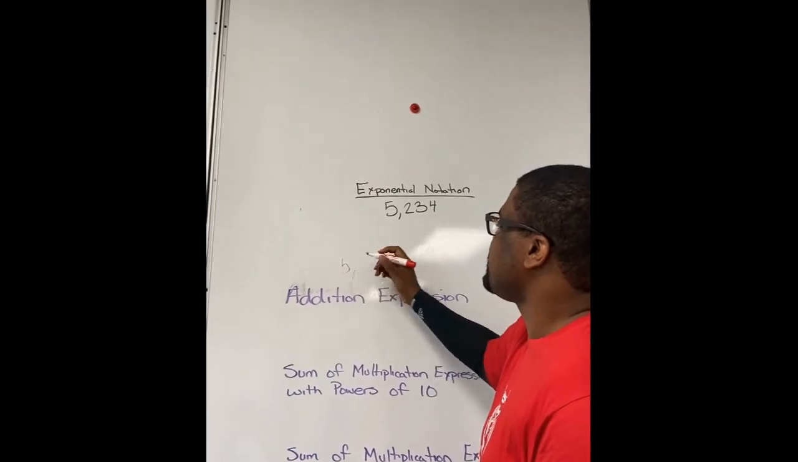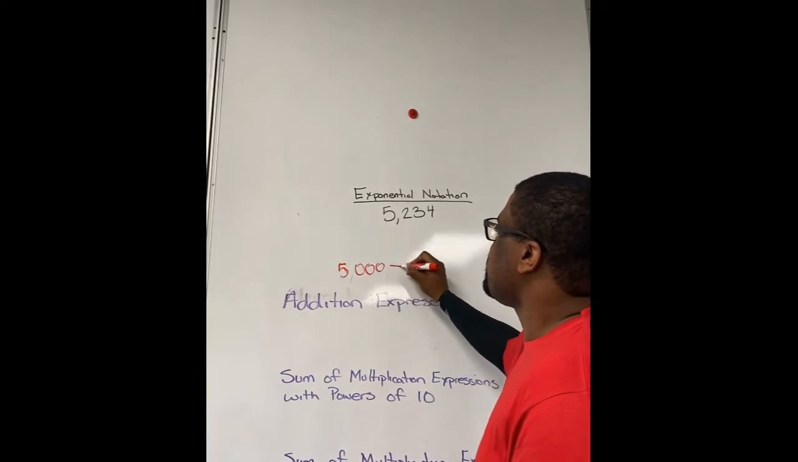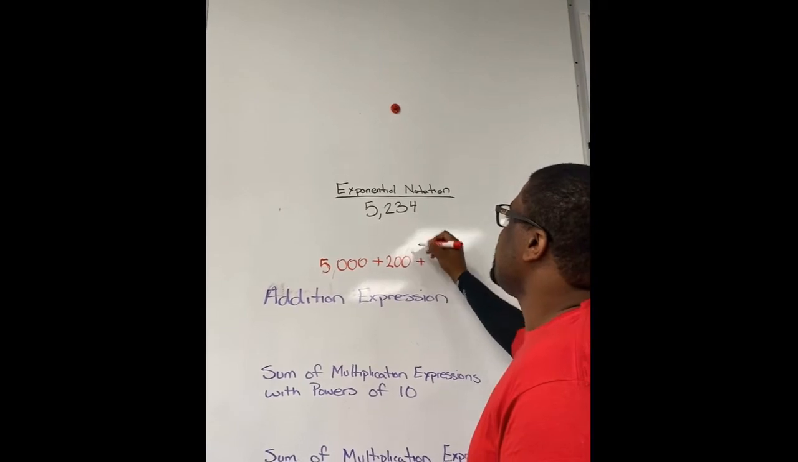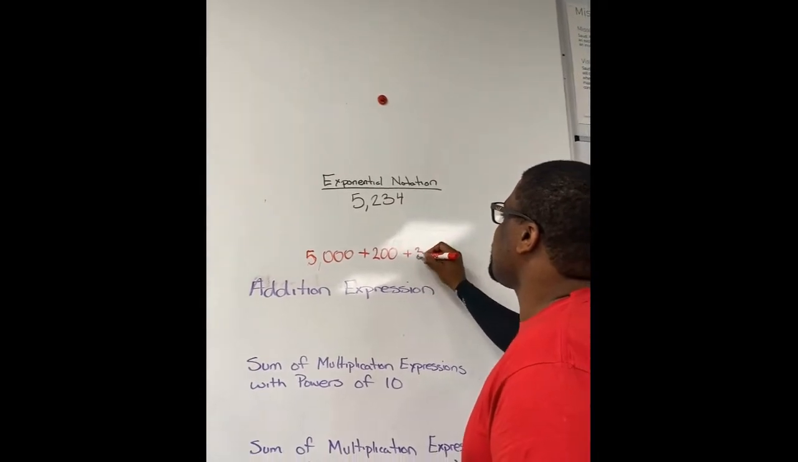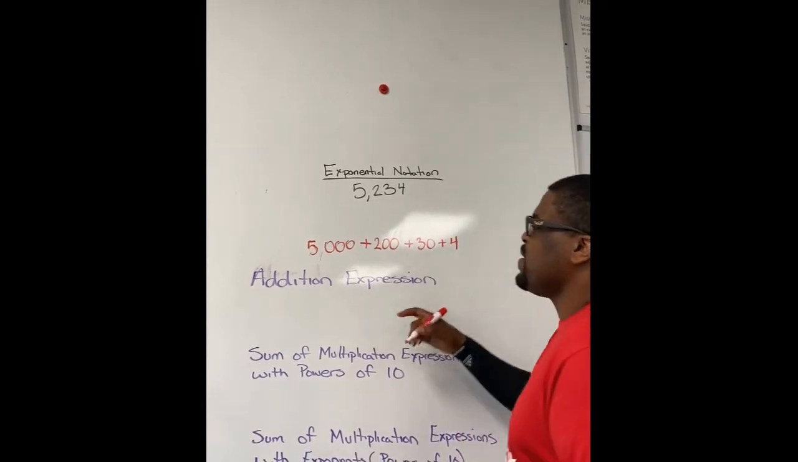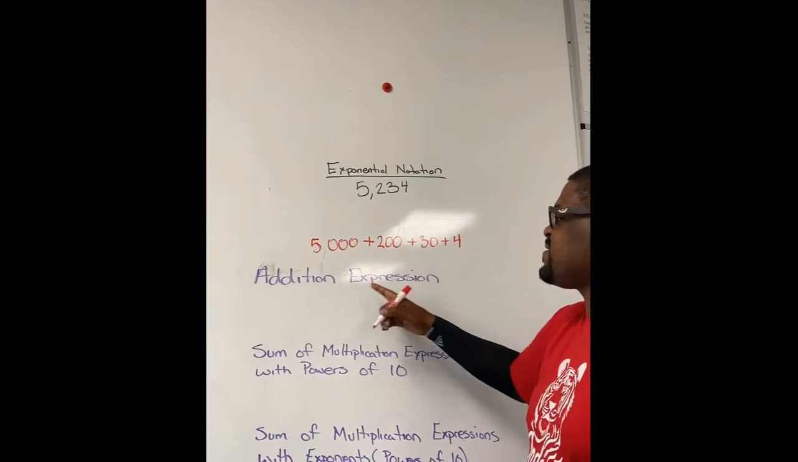So it's 5,000 plus our 2 in the hundreds place, so 200, plus 3 in the tens, which is 30, plus 4 in the ones place, which is 4. So that's our number written in exponential notation using an addition expression.